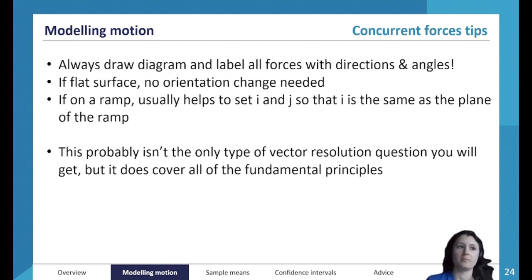I do remember there are a few questions on inclined planes, but I can't remember any of them being too complicated. Certainly a lot easier than the one we've just done. Some of the other modelling motion questions involving vector resolution aren't too difficult either. In my opinion, the more difficult modelling motion questions actually involve the questions we're going to get into next.